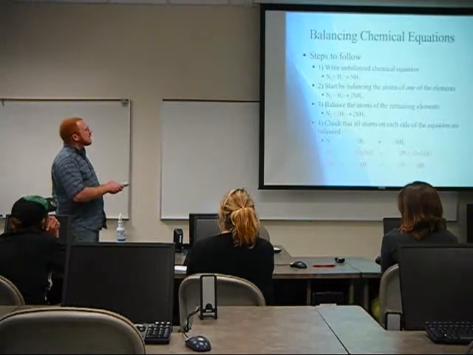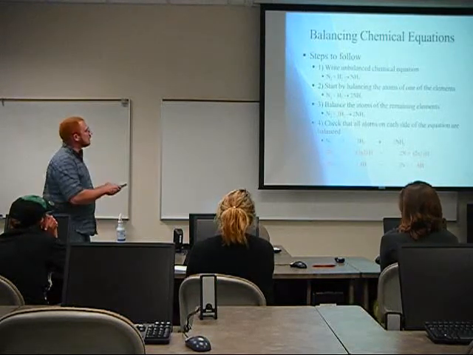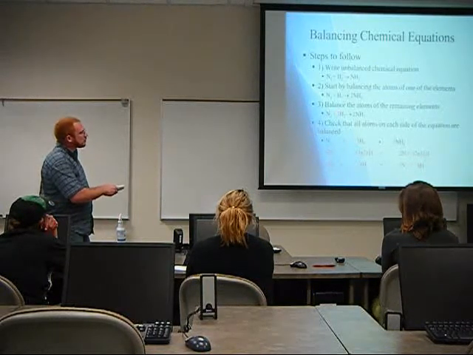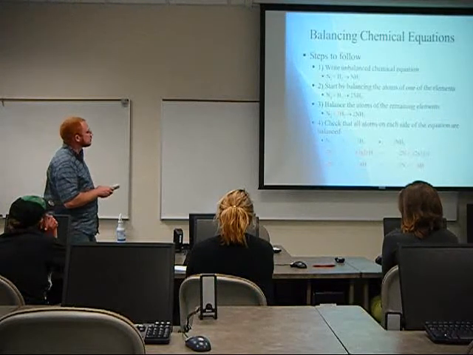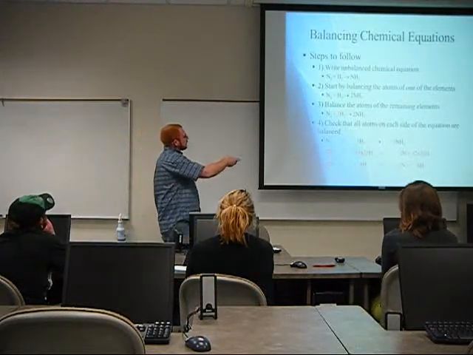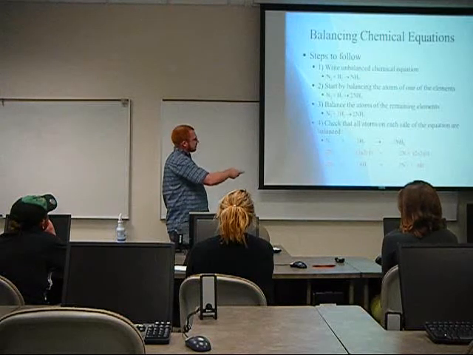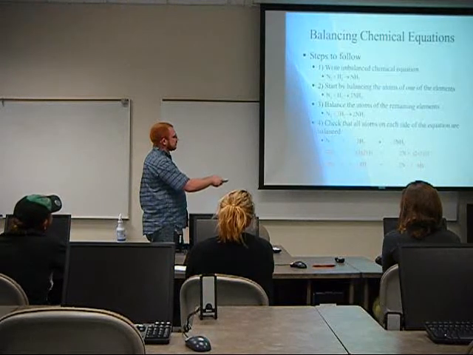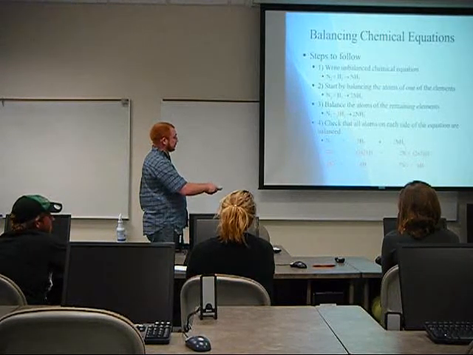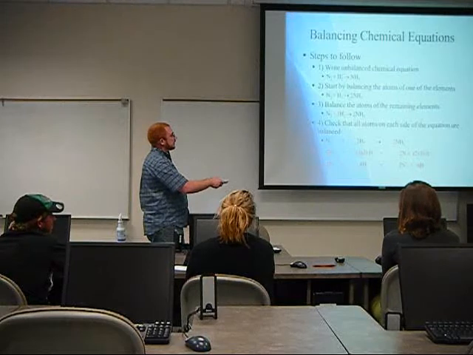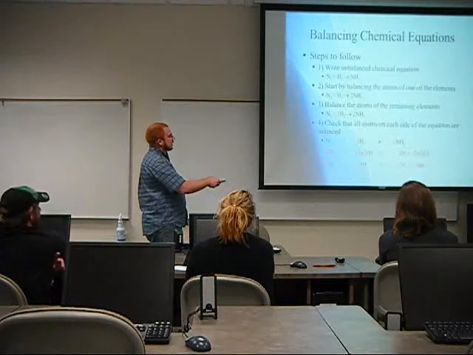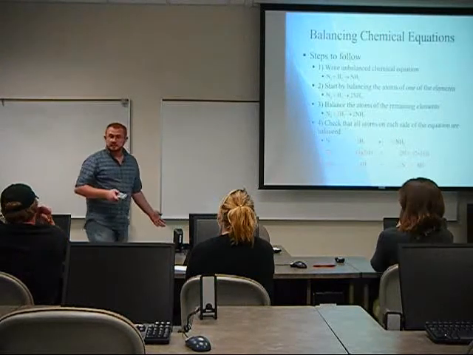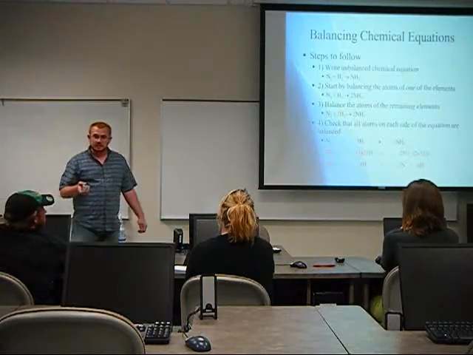But now we have 6 hydrogens on the right side and only 2 on the left. So I'm going to put a coefficient of 3 in front of the hydrogen on the left. So now we have 2 nitrogens on the left. We have 6 hydrogens on the right. 3 times 2 equals 6. And we have 2 nitrogens on the right and 6 hydrogens on the right. 2 times 3. So that looks balanced to me. Does that look balanced to everybody else here?